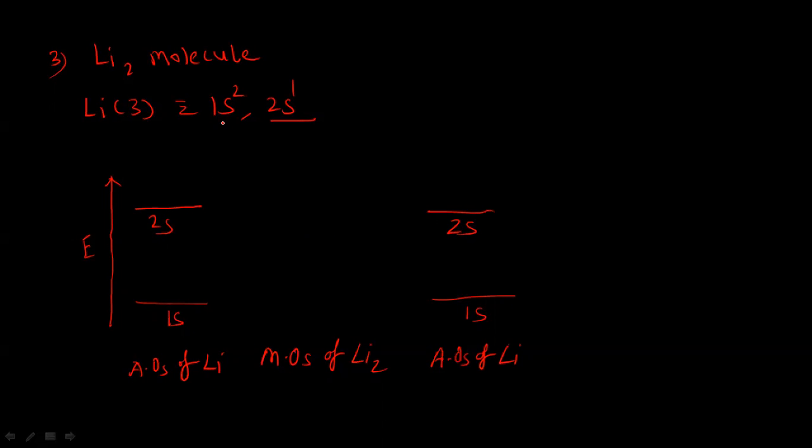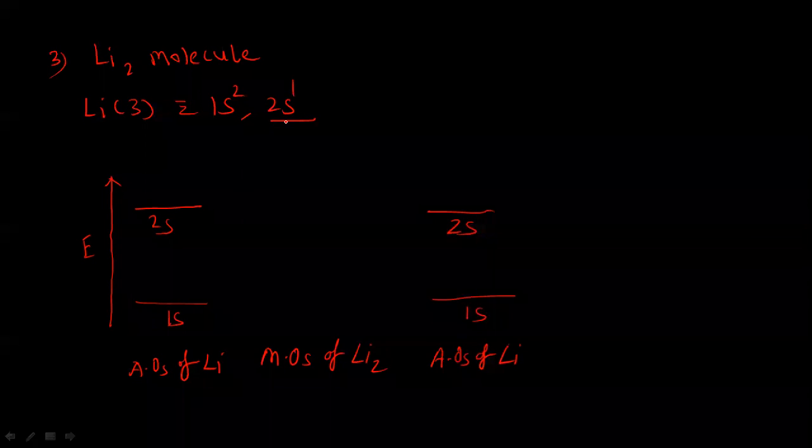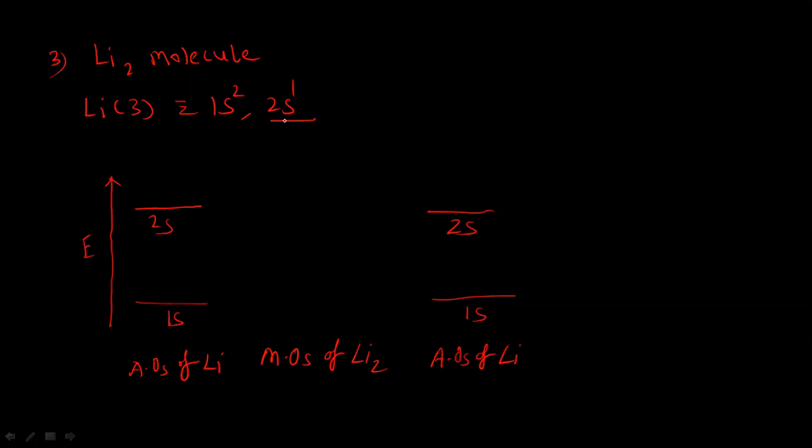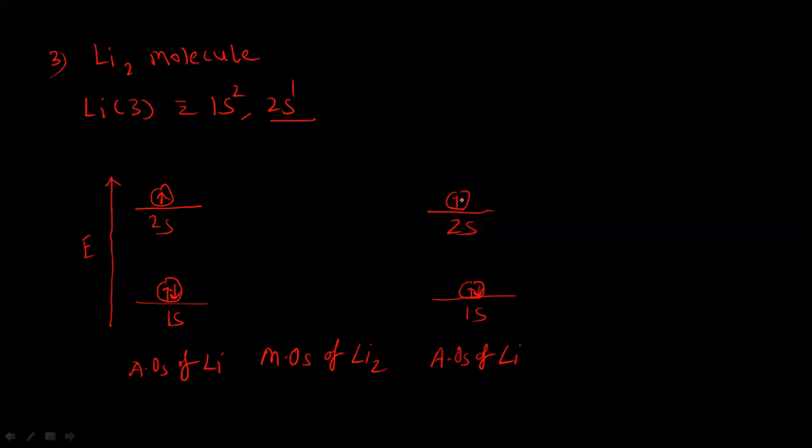We know that in bonding only the valence electrons participate, only the outermost electrons. So there is no bonding between the 1s orbitals. First of all, put the electrons into the 1s atomic orbital and 2s atomic orbital. So 2 electrons are here, 1 electron is here. Similarly on this side, 2 electrons are here, 1 electron is here.